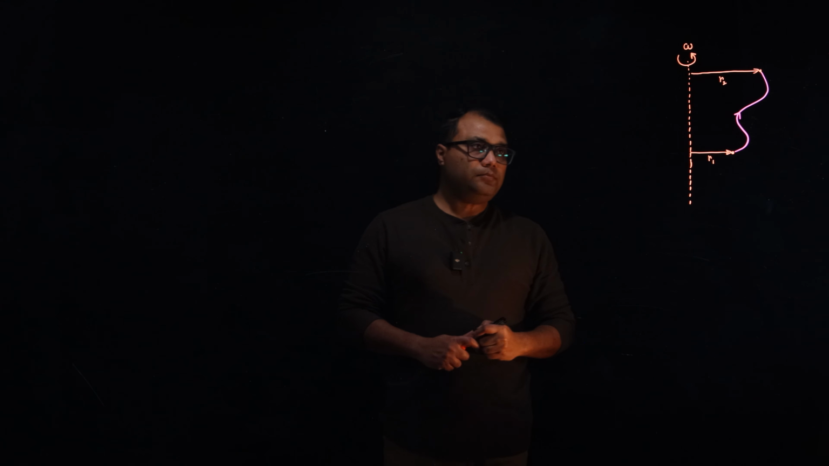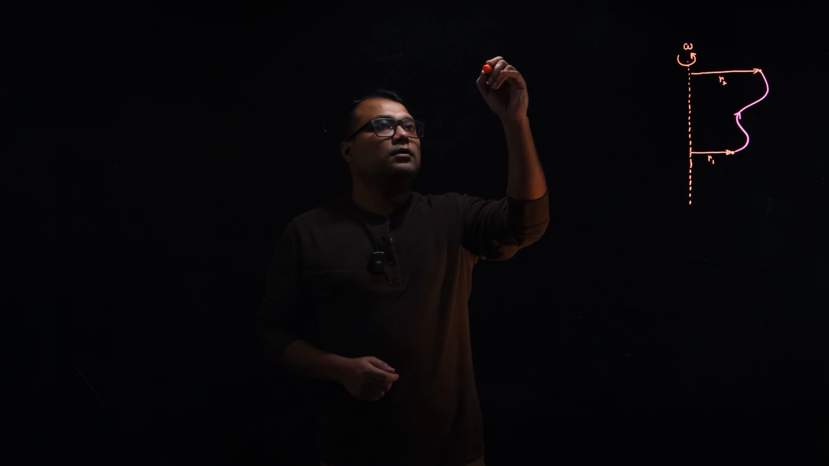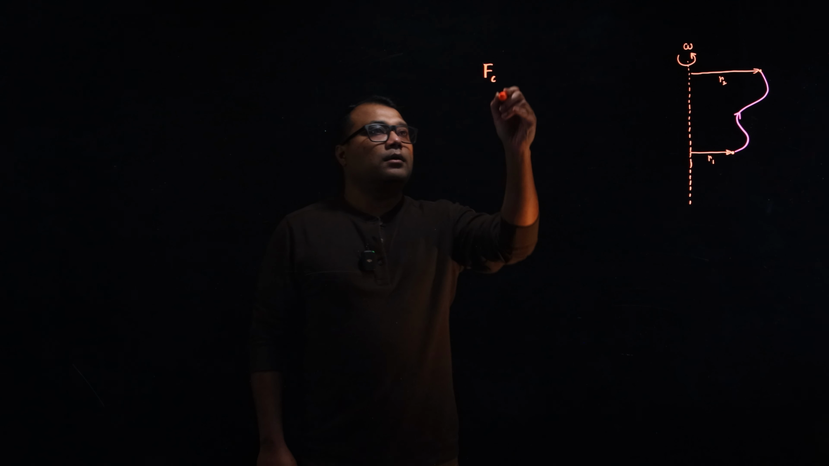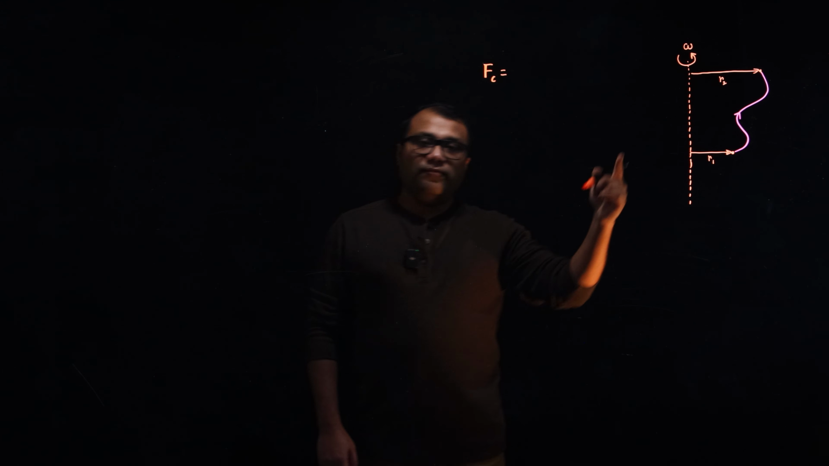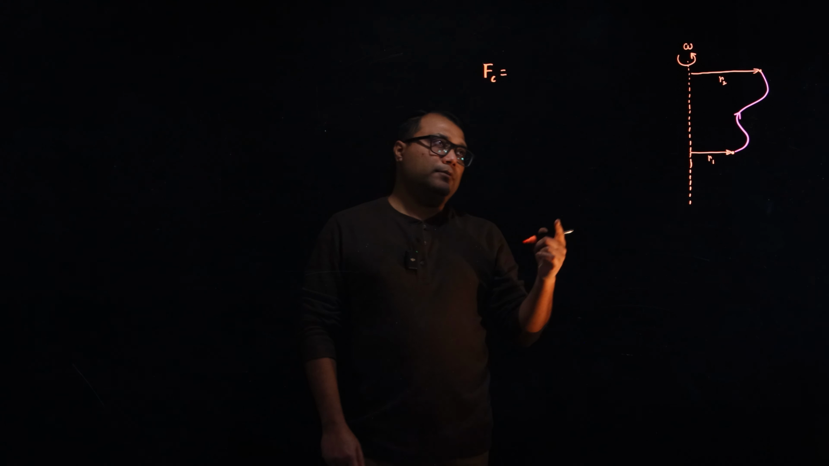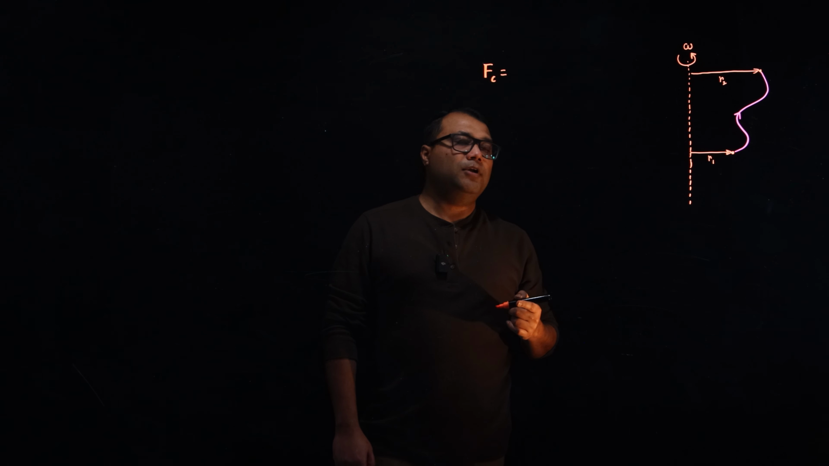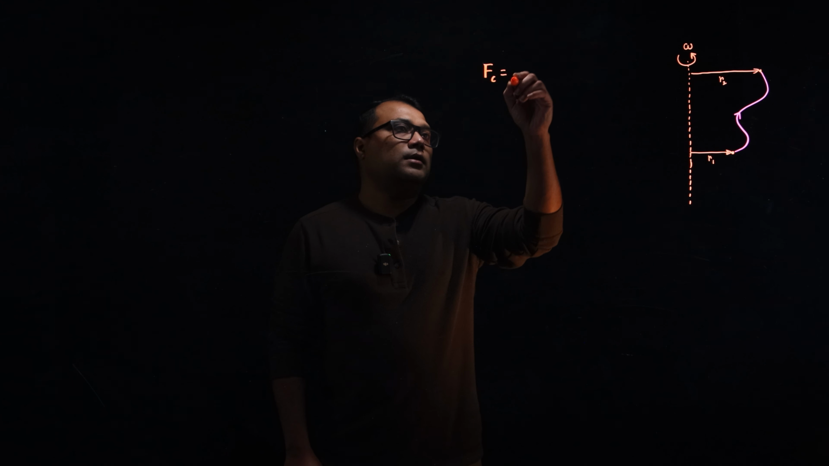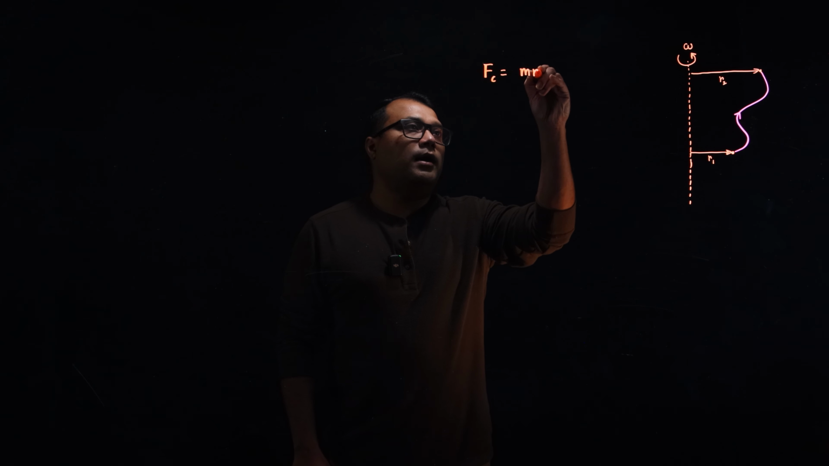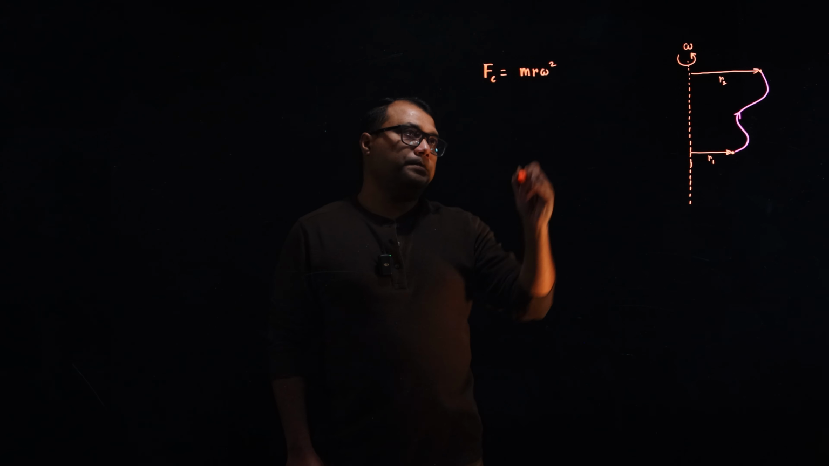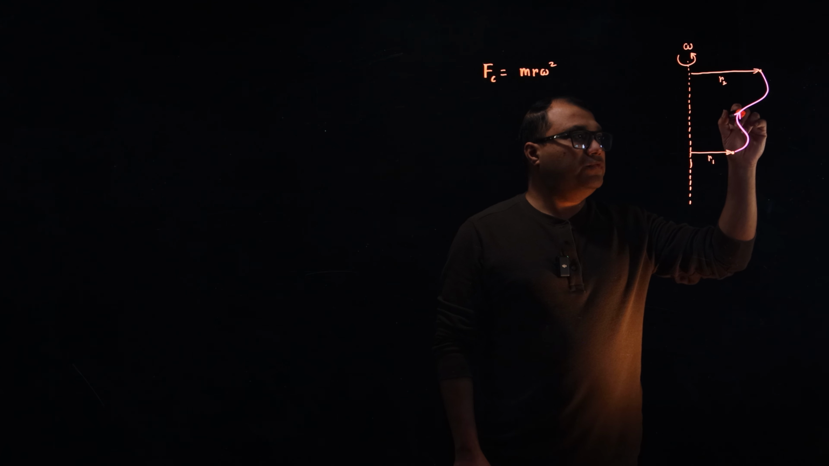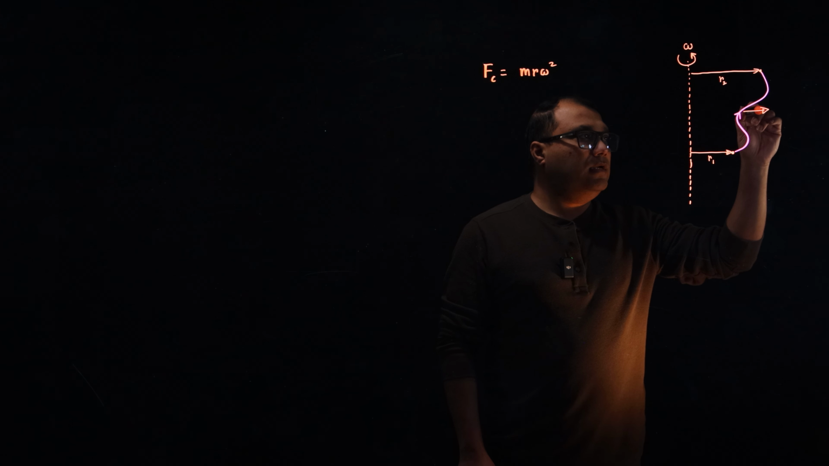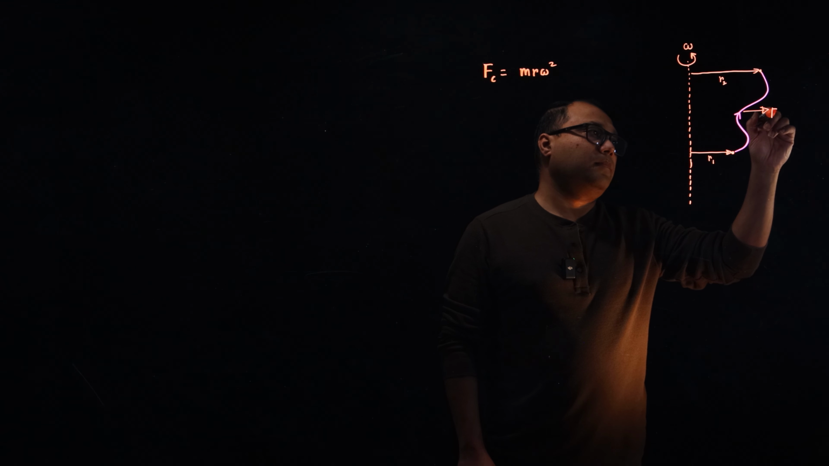Okay. So first of all, the centrifugal force of inertia in a frame of reference which is rotating with a constant angular velocity omega will be m r omega square. Okay, and this is a fictitious force. It is acting like this.